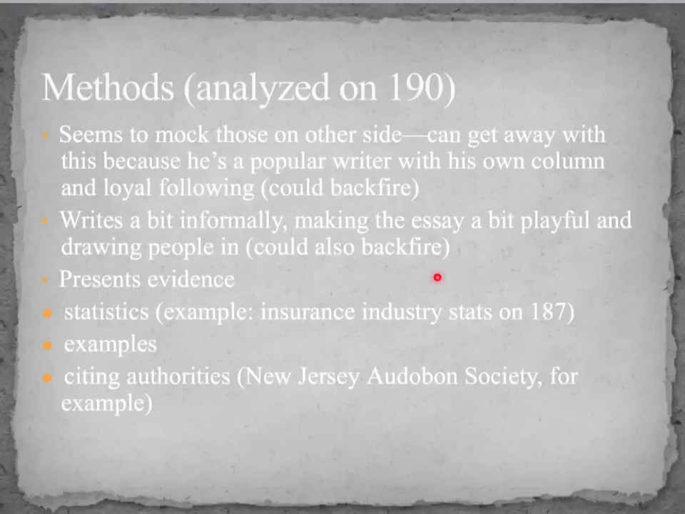Okay. But one thing that he does do that is something you all are going to have to do carefully and things we're going to look at in academic papers, is he presents evidence. He presents some evidence in the form of statistics, just like Takake did in the first essay that we read this semester. He presents some examples, similar to what Takake did in that essay we read earlier this semester. And he cites authorities, in this case the New Jersey Audubon, for example.